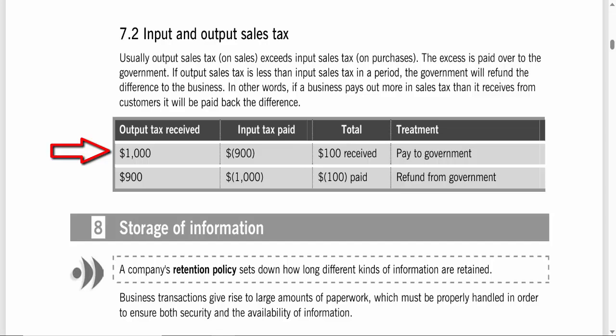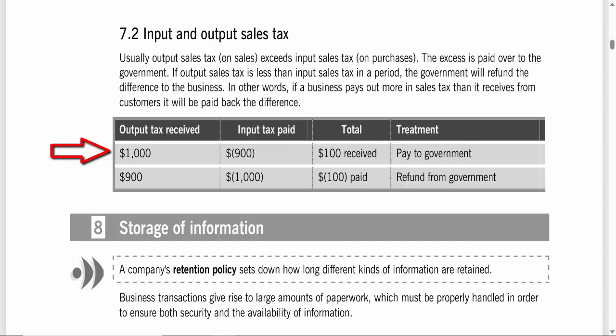Total, $1,000 output minus $900 input equals $100. The total here shows the difference between the sales tax the business collected and what it paid. Since the business collected more, $1,000, than it paid out, $900, the result is $100. This extra $100 means that the business owes this amount to the government, as it represents additional tax collected from customers that the business hasn't spent.